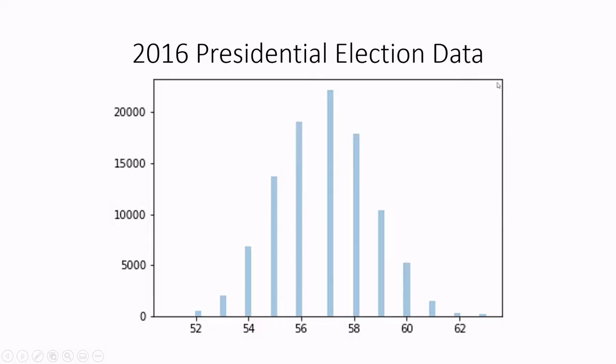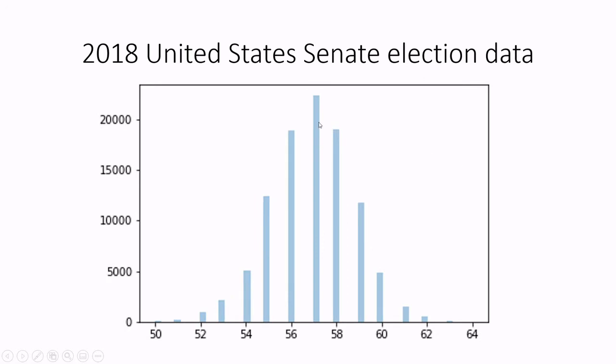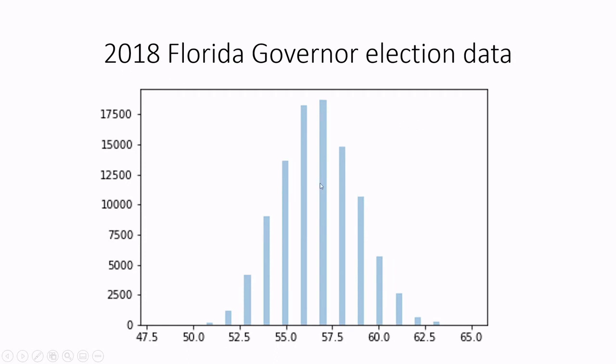There are four elections that we looked at and created 100,000 step runs for. First off was the 2016 presidential election data. To analyze this histogram, we have the number of seats won by Democrats here on the bottom, and the number of plans in which they won that many seats on the y-axis. You can see when we look at the mean, it's going to be 57 for the 2016 presidential race, 46 for the 2016 U.S. Senate election, 57 for the 2018 U.S. Senate election, and 57 as well for the 2018 governor election.